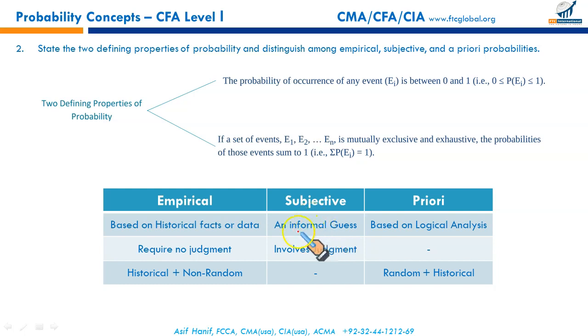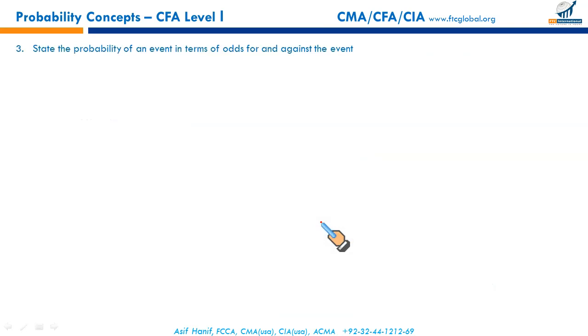So subjective probability is an informal guess where an analyst or an individual uses his experience and expertise about a certain domain, and then he gives his judgment. So when we say objective probability, empirical and priori both are objective because they are based upon facts and data. This is the one that is based upon guess, pure guess. All right, next learning outcome statement. State the probability of an event in terms of odds, odds for, and odds against the event.